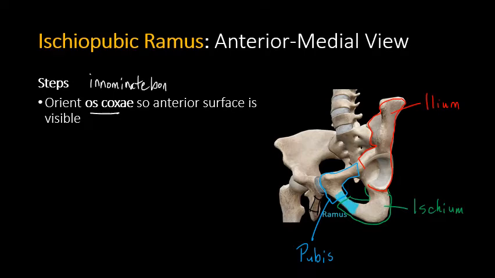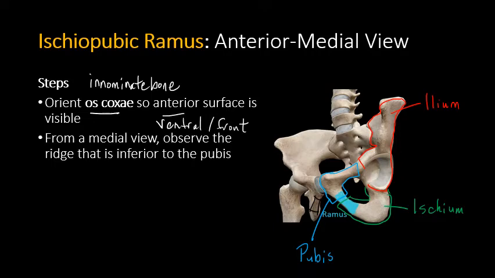Innominate bone. There are some different terms from time to time. The anterior surface, or the ventral, the front, is visible. That's what we need. Now, from a medial view, so we're just looking at the inside, as I've pointed out right around here, we want to observe the ridge that's inferior, or lower, to the pubis. That's what we are interested in here, that ramus.